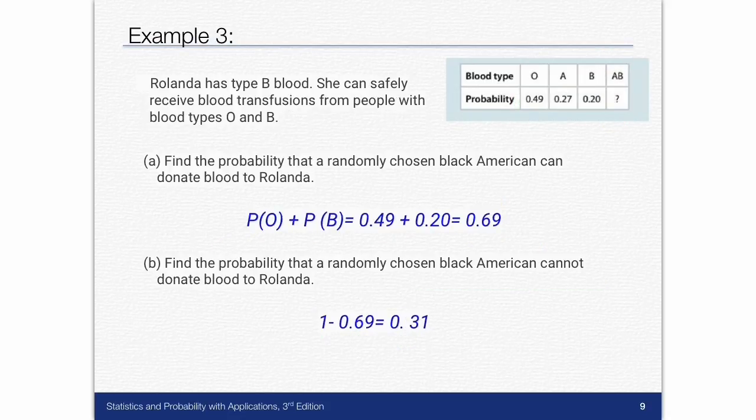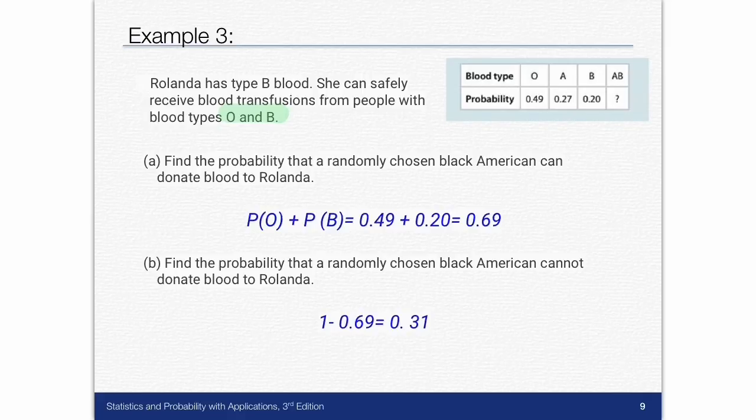Last example, Rolanda has type B blood. She can safely receive blood transfusion from people with types O and B. All right, now having these types of blood, this is a mutually exclusive example. No one's going to have type O blood and type B blood. You can't have both. It's one or the other. This is an example of a mutually exclusive event, and we talked earlier that the rule for mutually exclusive events, you just add the separate probabilities.